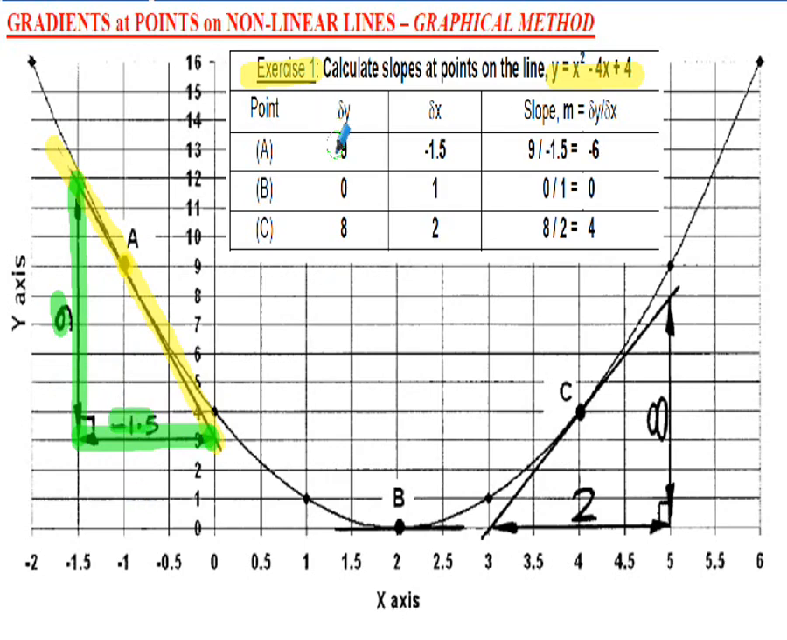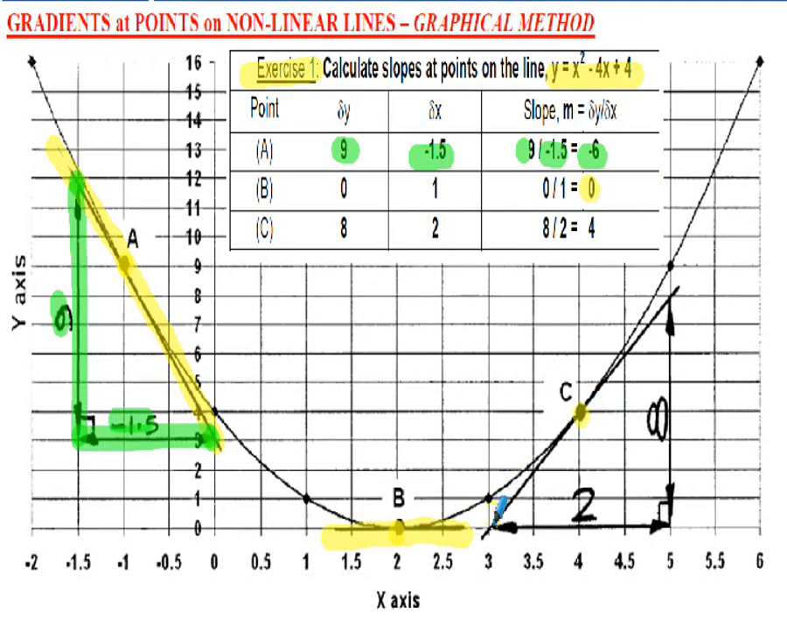I added these values to my table, so the change in y was 9, the change in x, I called it minus 1.5 here. So 9 divided by minus 1.5 gave me minus 6. The gradient at point A is estimated to be minus 6. Negative because it's a negative slope. By inspection, looking at B and drawing a tangent to point B, it's obviously a horizontal line. So by inspection, the gradient at B is 0.